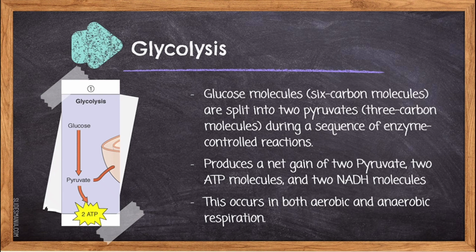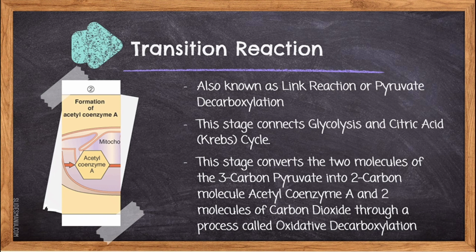The glycolytic pathway is linked to the Krebs cycle after glucose is converted to pyruvate, where additional ATP is created for the cell's energy needs. Glycolysis occurs in both aerobic respiration and anaerobic respiration. The next stage is the transition reaction. Transition reaction is also called link reaction or pyruvate decarboxylation. This stage links glycolysis to the citric acid or Krebs cycle.